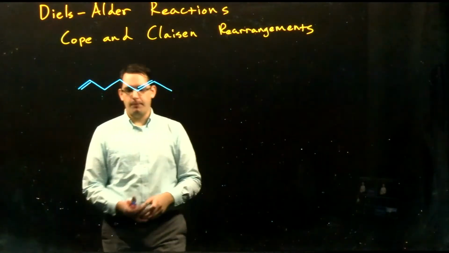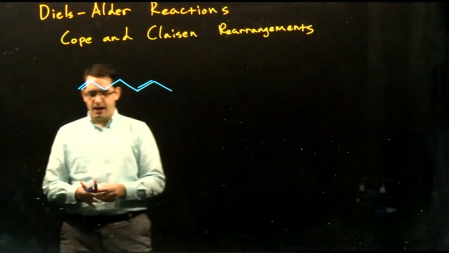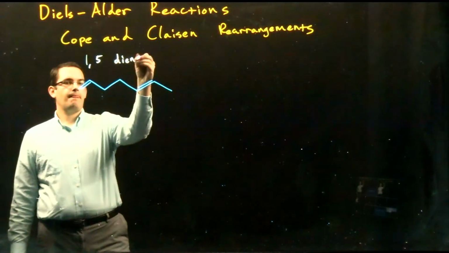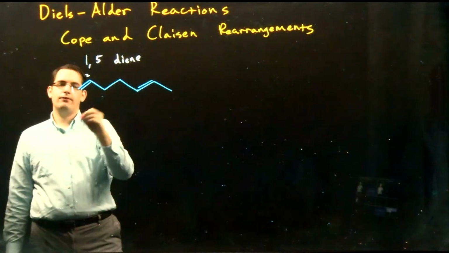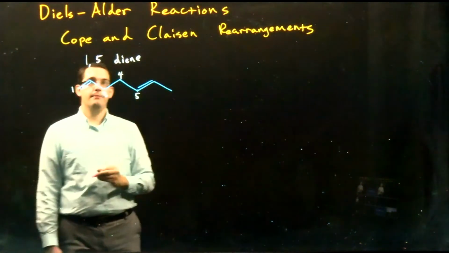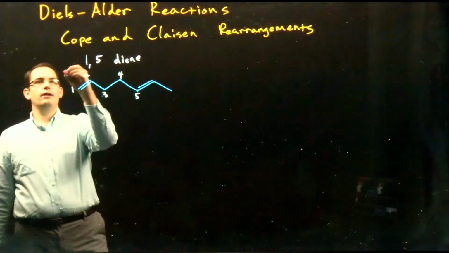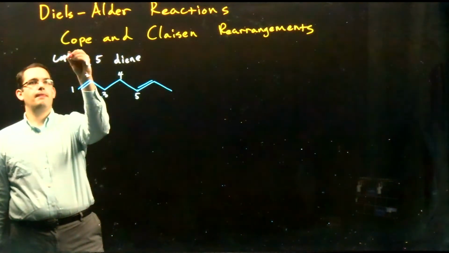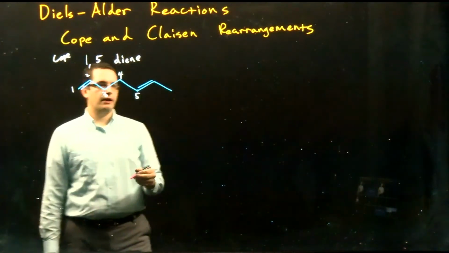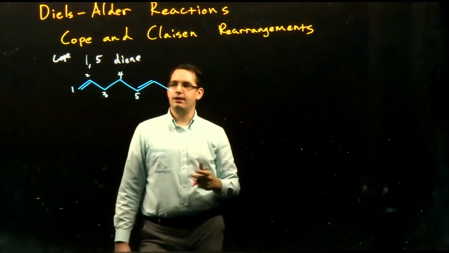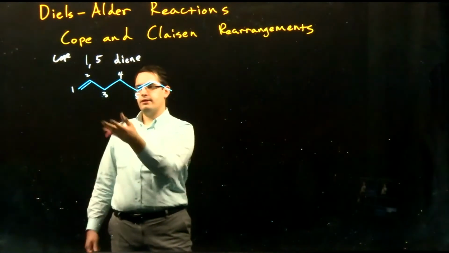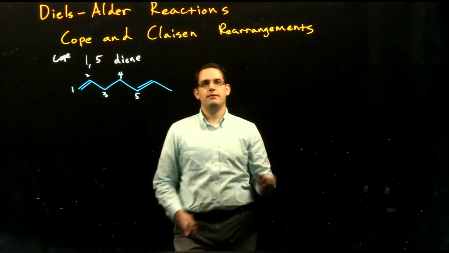So if we have 2 double bonds in this 1,5 arrangement, so this is a 1,5 diene, we have our first double bond at the first carbon, and our second double bond here at the 5th carbon. Here we can use a Cope rearrangement. So this kind of looks fairly similar to our Diels-Alder reaction, but it's not going to have that separate dienophile. So what we're going to do is bend this around to make a cyclic looking system.